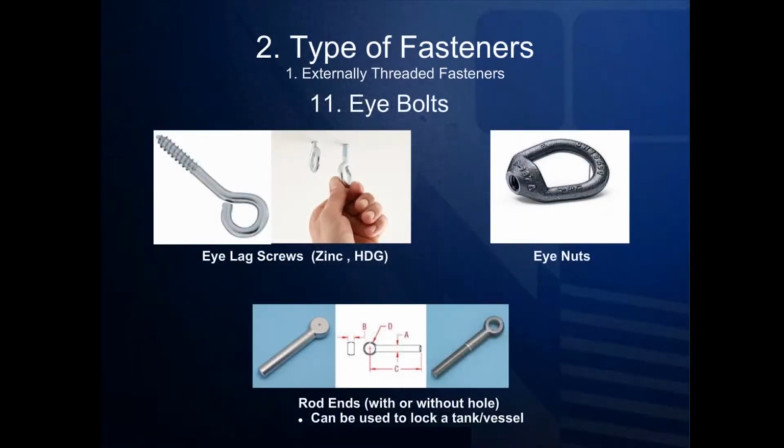Cousins to the eye bolt would include the eye lag screws, eye nuts, and rod ends. Eye lag screws are essentially turned eye bolts with lag screw thread. These are commonly found around the house when used to hold up swings to wooden awnings. Eye nuts can be threaded onto any externally threaded part, thus creating a point where rigging can be used to lift an object. And lastly, rod ends look a lot like eye bolts, but are used in a variety of different applications, but primarily used to lock tank and vessel doorways.